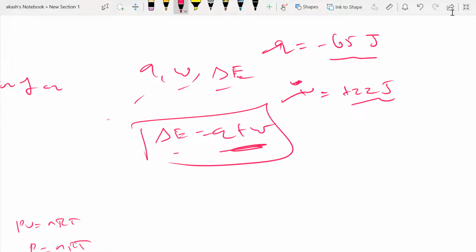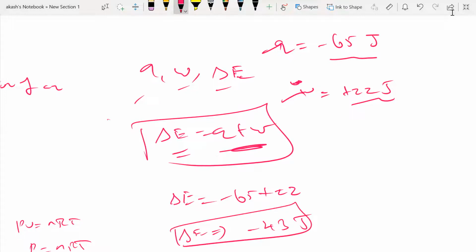Now can I use this equation to find delta E? Very simple. Delta E is equal to minus 65 plus 22, that's what we have from Q and W. 65 minus 22 will become 43, so minus 43 joules. That is your delta E. Very simple question. This question was given to you just to check your sign convention knowledge and the first law of thermodynamics. Okay. Fine. Next question.